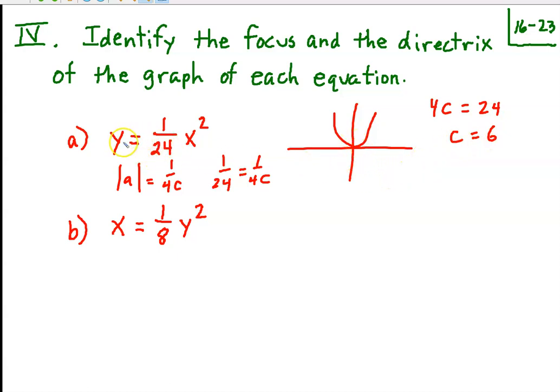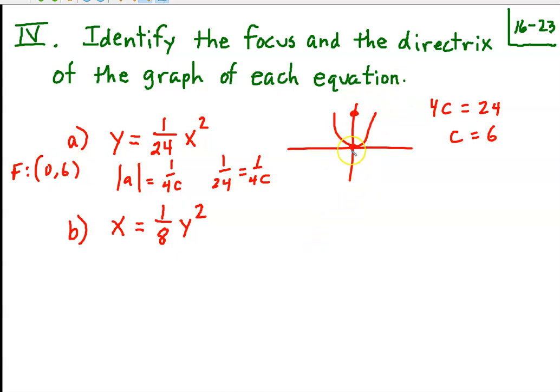By the way, if you don't ever see adding or subtracting in an equation that represents a parabola, the vertex has to be at the origin. So there's no addition or subtraction. Both of these will be at the origin. So here I am. I've got to go straight up because that's the way the parabola opens. I'm going to travel up 6 units. And so my focus then puts me at the point 0, 6.